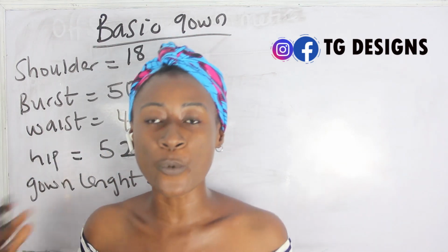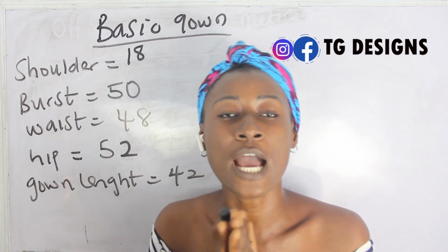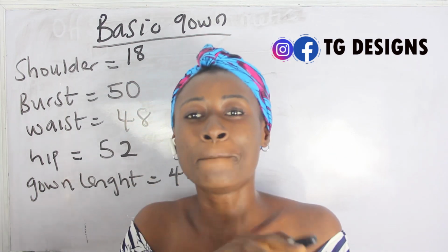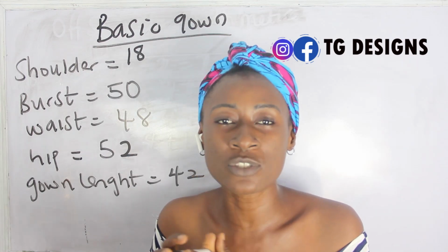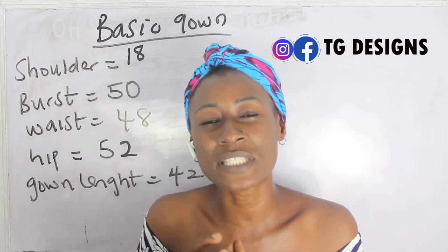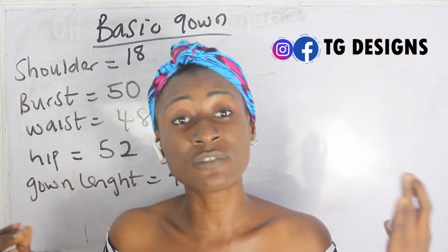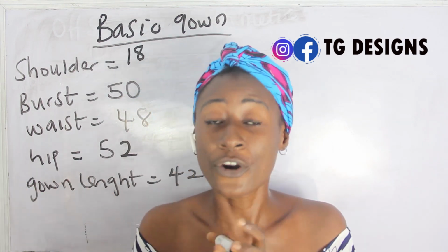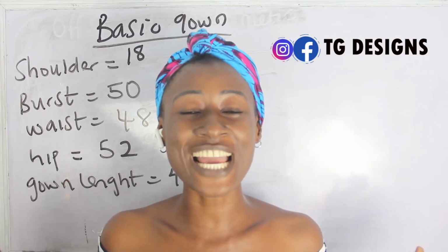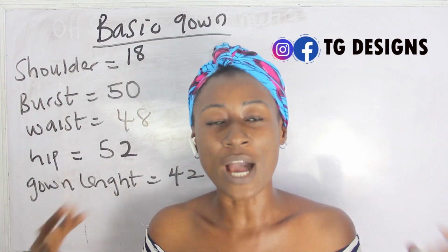So in today's tutorial we are going to be making a simple video on how to cut and sew your basic A-shape gown. This form of gown is usually free, and you can basically use any kind of fabric to achieve it, from your African print to your cotton fabric to your crepe. You can use any fabric of your choice to achieve this style.